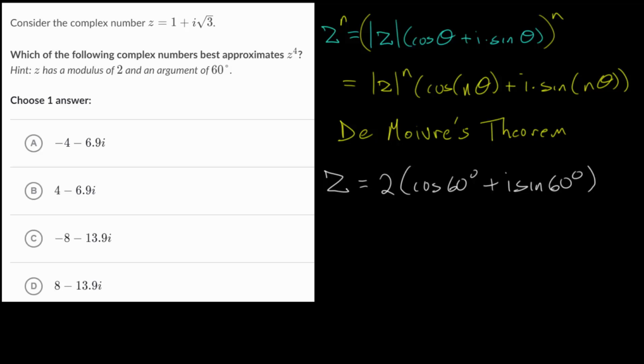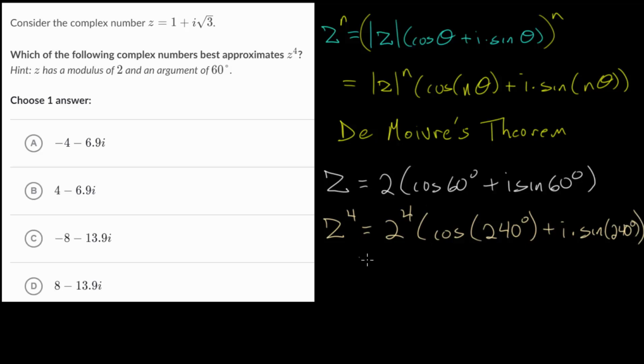And we need to take z and raise it to the fourth power, meaning we will take the magnitude and raise that to the fourth power, and we will take these angles and multiply them by 4. But 4 times 60 is just 240 degrees, and we would get that for both the cosine and the sine functions. Now we just need to simplify everything. So z to the fourth, we have 2 to the fourth, which is 16.